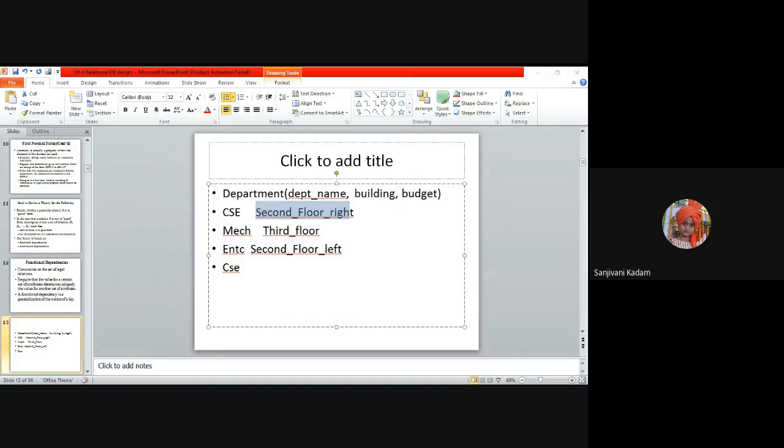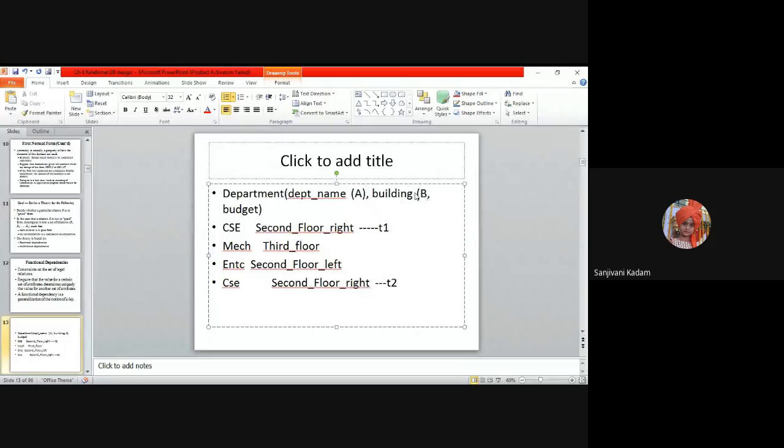Same. So it means where my building is depends on which department I belong to. Suppose this is my tuple T1 here. This is my tuple T2. And this one is my attribute A, and this one is my attribute B. This is attribute A and this is attribute B, and this relation is my relation R.